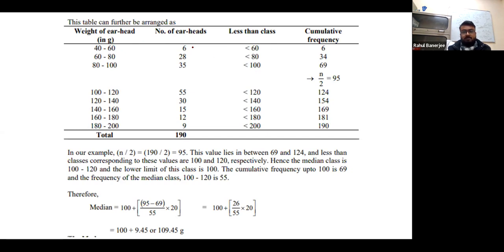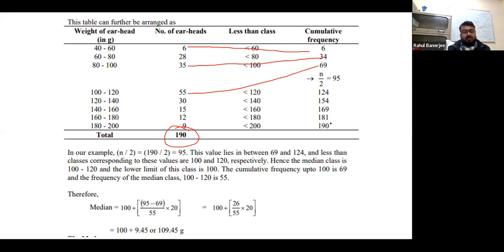So what is the cumulative frequency? We simply add. You see, the first cumulative frequency is 6. Next, we add this 6 with 28 and the value is 34. Next, we add 34 with 35 and we get 69. Next, we add 69 with 55, and so on. These are the cumulative frequencies. Now I have to find out what is my n. My n was 190, the total frequency, and the cumulative frequencies are obtained by adding each of them.